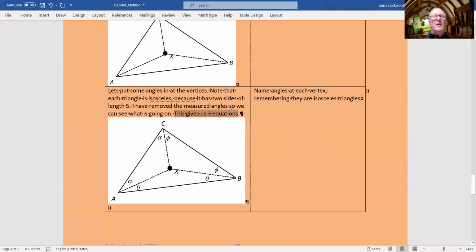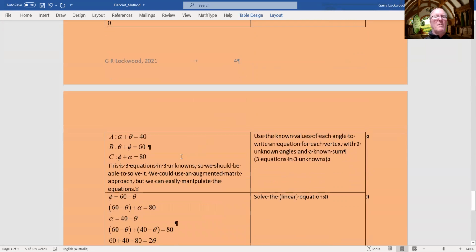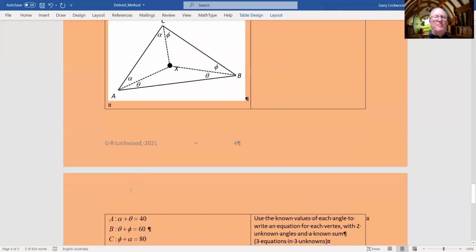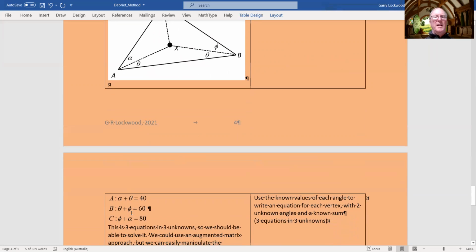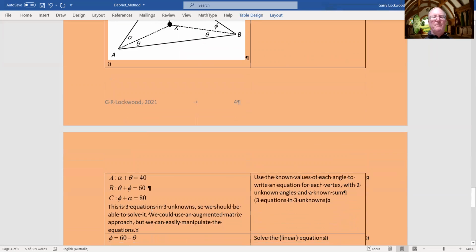This gives us 3 equations, and they are at vertex A, alpha plus theta equals 40, at B, theta plus phi is equal to 60, and at C, phi plus alpha is 80. And my comment is this is 3 equations in 3 unknowns. We should be able to solve it.